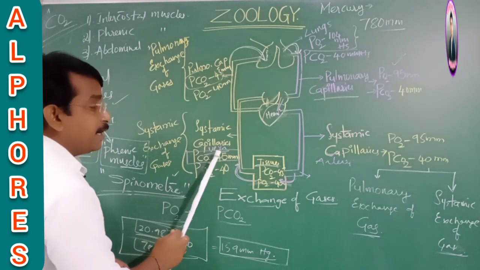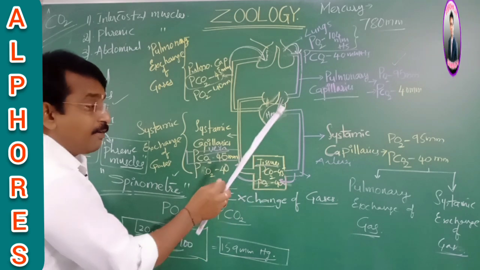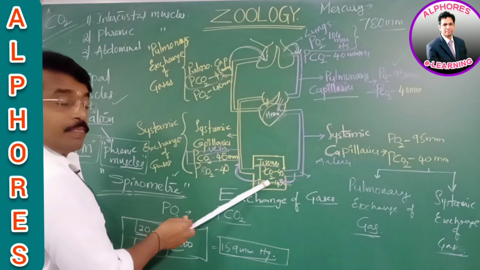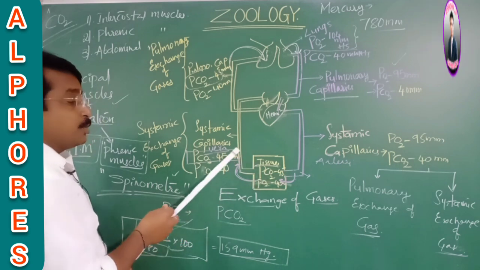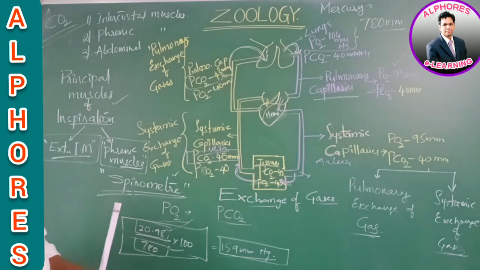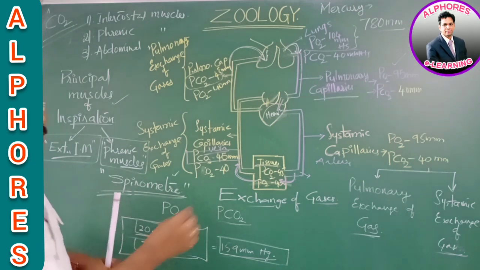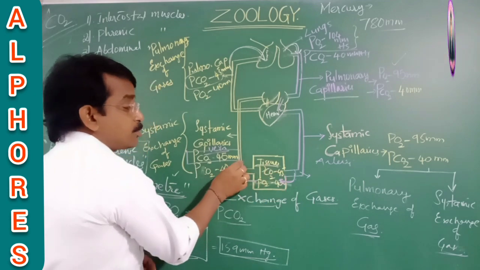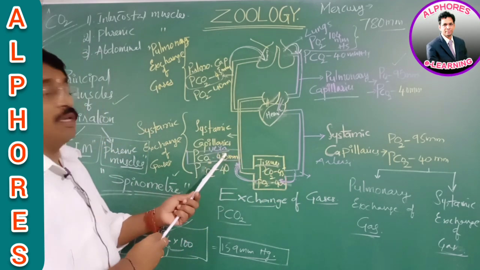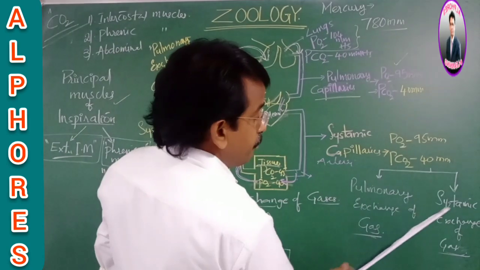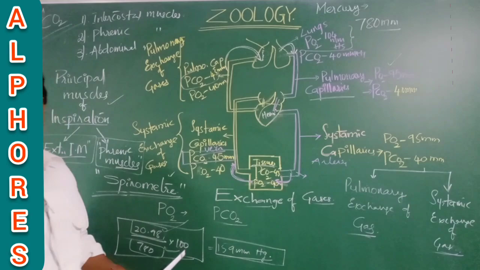That's the reason why the diffusion of oxygen from the systemic artery into the tissues, and from the tissues to the systemic veins, is named the systemic exchange of gases. So here oxygen is delivered to the tissues. From tissues, carbon dioxide is diffused into the systemic veins. This is the pulmonary exchange of gases and the systemic exchange of gases.